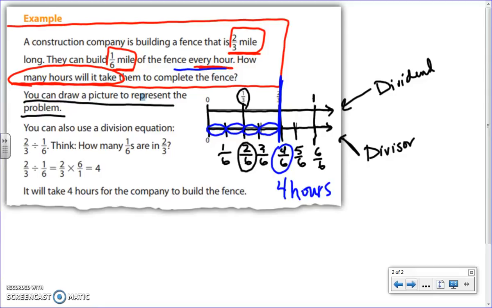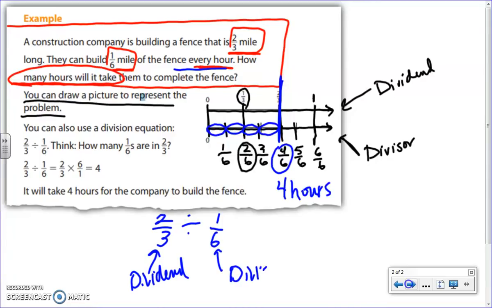You could also use a division equation if we need to know how many 1/6 go into 2/3. This is called the dividend, in case you see that word, and this is called the divisor. And we know a keep, change, flip method, and we know that it works because multiplication and division are inverse operations. So we can keep the 2/3, change the division to multiplication, and flip, or find the reciprocal of, or use the inverse fraction of 1/6, and then multiply straight across.